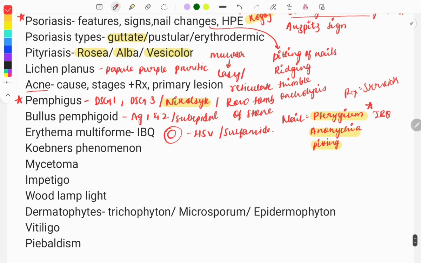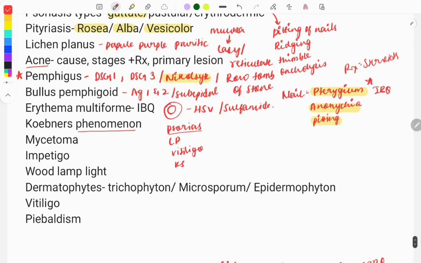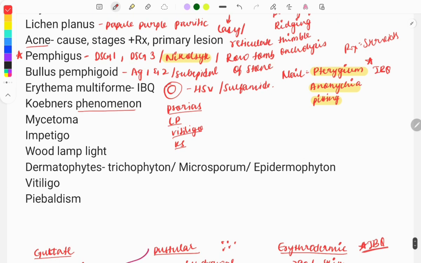Frequently, questions are asked on this phenomenon. Koebner's isomorphic phenomenon is seen in which of the following conditions? So let us see the conditions. It is positive in psoriasis, lichen planus, vitiligo, and Kaposi sarcoma. In these diseases, you can see this Koebner's isomorphic phenomenon.